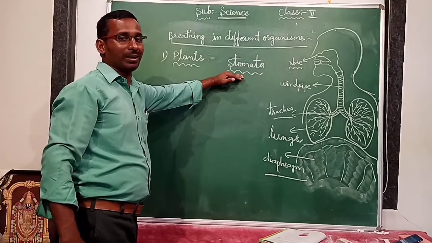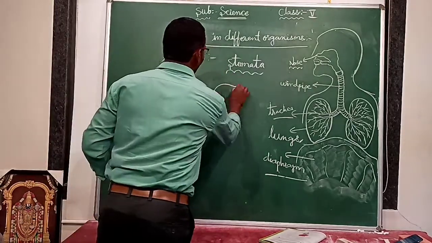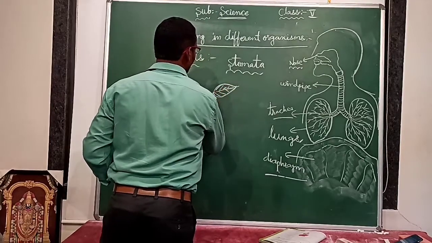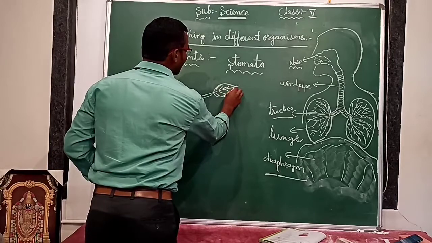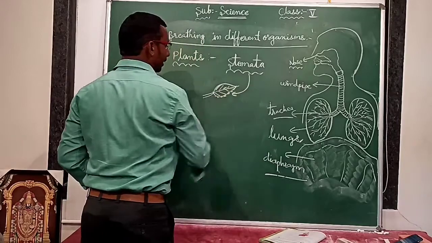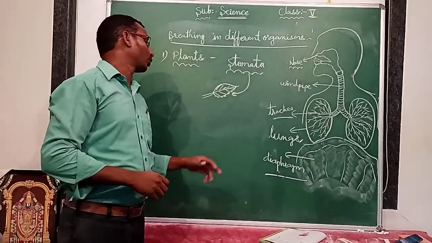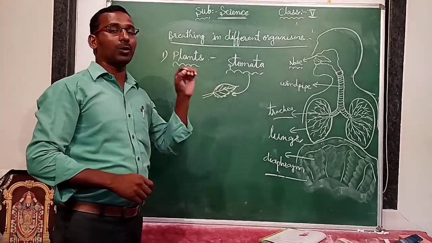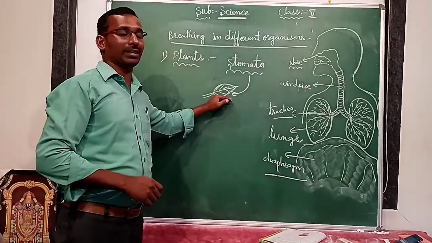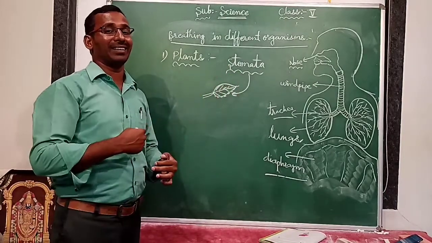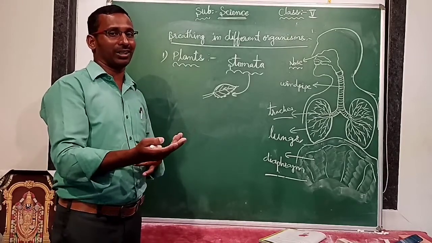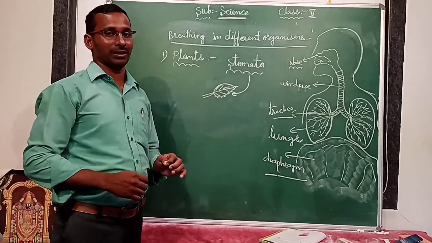Where can we see these stomata? Generally plants have leaves like this. Under the leaves, we can see small, tiny pores. They are called stomata. With the help of these small holes, plants take air inside and release it out, in the same way we take air and release it out. They also take light.